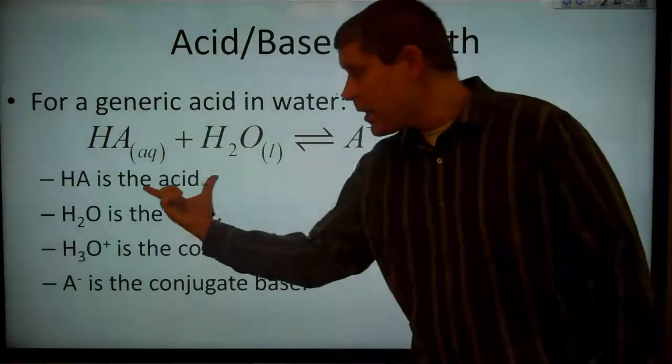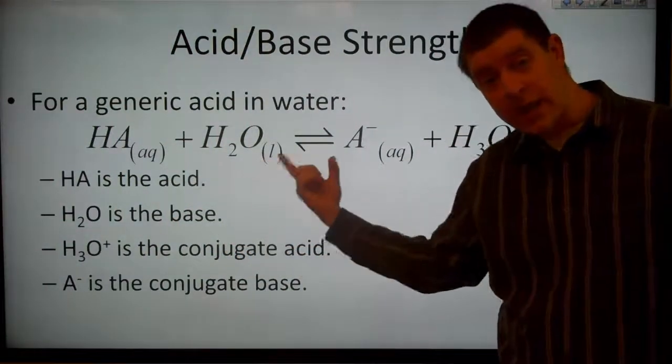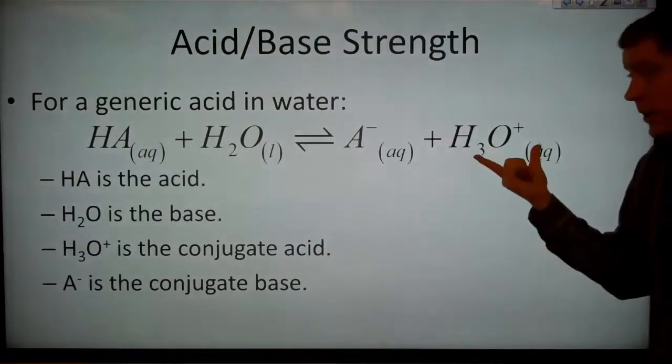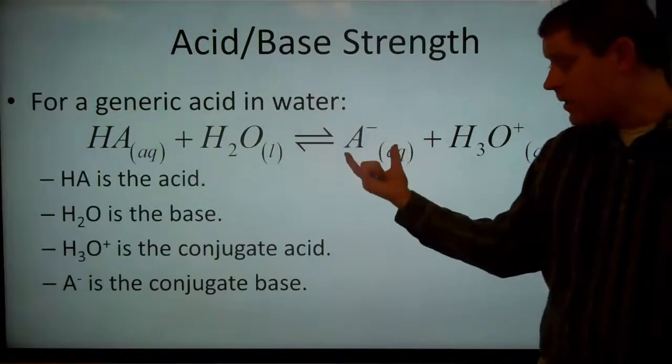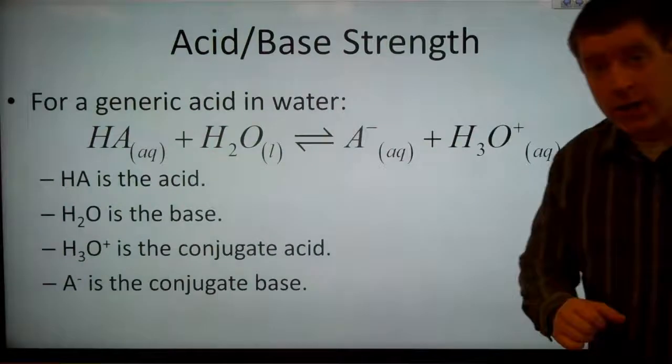So here, the HA is the acid. The water molecule here is our base because that is accepting the proton. The hydronium ion is the conjugate acid of the water, and our A minus is the conjugate base of our HA acid.